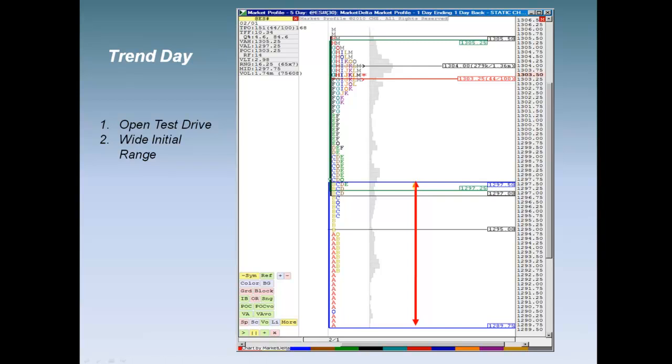If you're waiting for the initial balance to develop before you want to act, take a look at another very important characteristic of a trend day: a very wide initial range relative to the other days. You will always find that trend days will have a very wide initial range. And this is sort of good and bad. It's good in that it makes it very easy to identify trend days. It's bad because most of the move, if you notice, this is almost about half of the move for the entire day was made during that first hour.